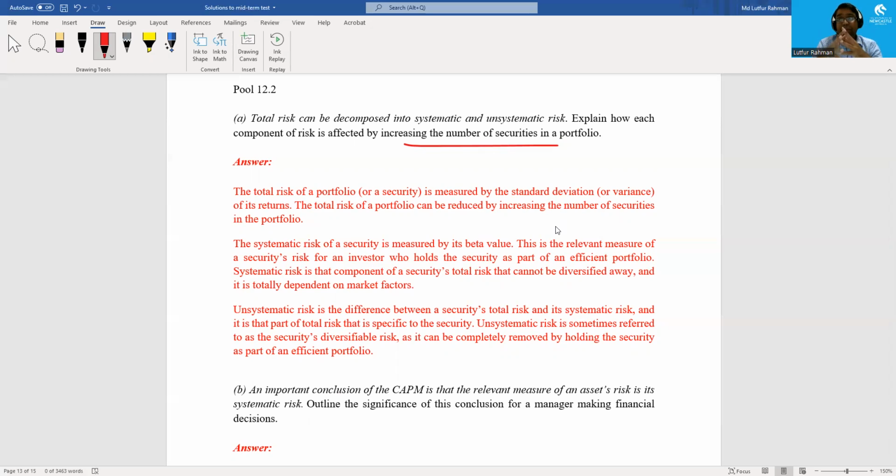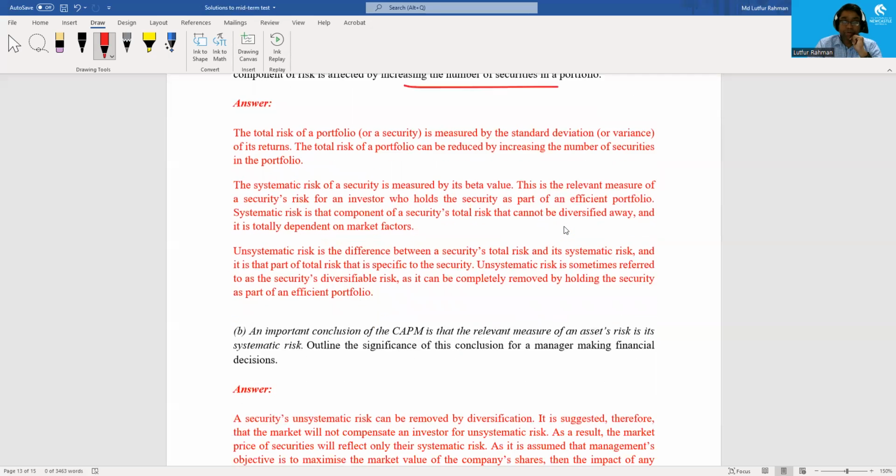On the other hand, systematic risk is the risk that arises from market-wide factors, for example, inflation rate, interest rate changes, natural disasters, and so on. That's why putting more and more stocks in the portfolio will not mitigate or diversify the systematic risk. Okay, so the summary is increasing the number of securities will reduce unsystematic risk, or diversify away unsystematic risk, but systematic risk cannot be diversified away or reduced by increasing the number of securities in a portfolio.